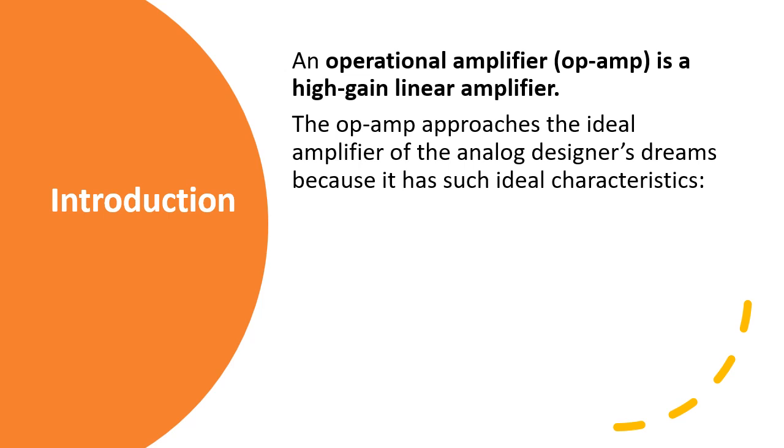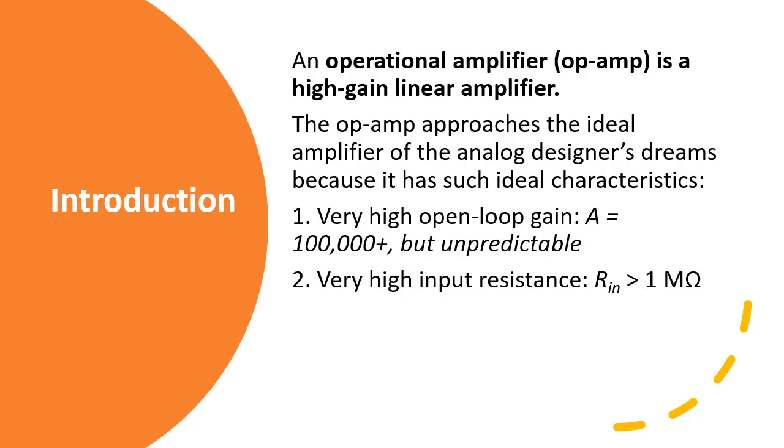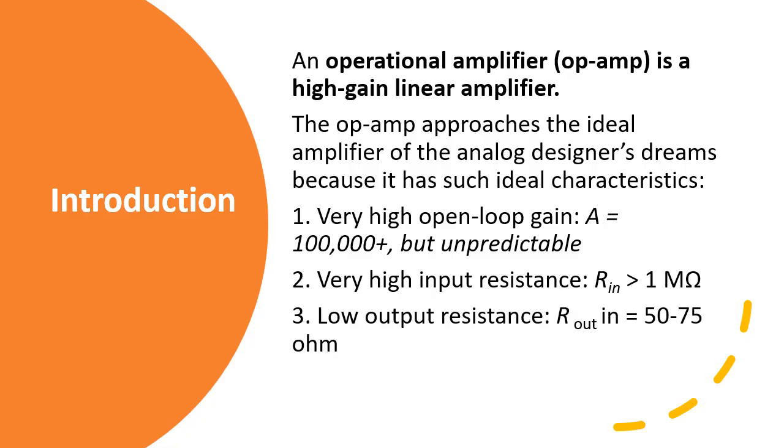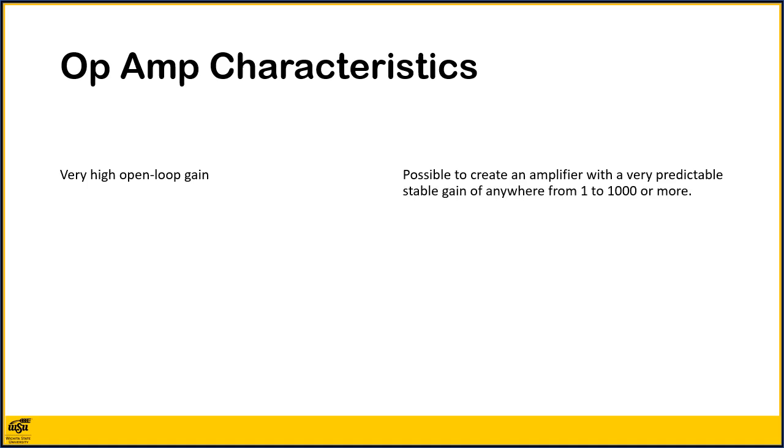Firstly, it has a very high open-loop gain in the 100,000 range, but it's unpredictable. It also has very high input resistance in the range of over 1 megaohm, and it has low output resistance in the 50 to 75 ohm range. These characteristics make designing with op-amps relatively easy. As we will see, the high open-loop gain makes it possible to create an amplifier with a very predictable, stable gain of anywhere from 1 to 1,000 or more.